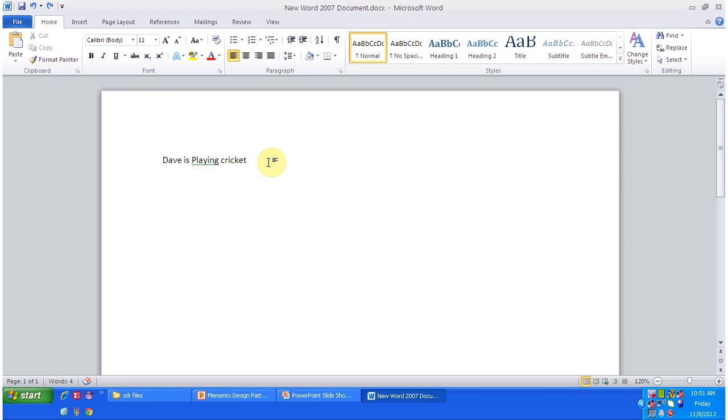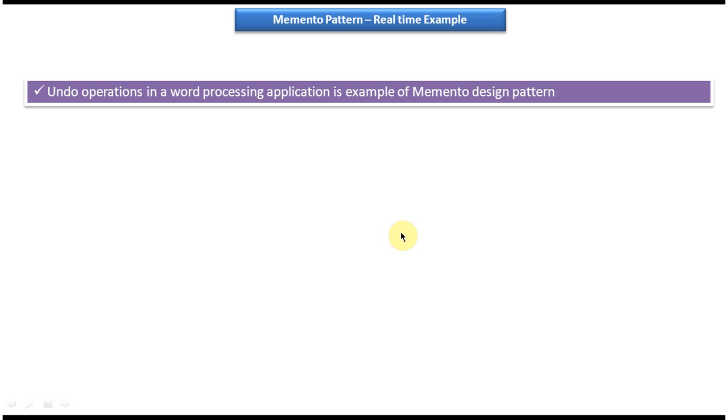So this is the best example of Memento Design Pattern. Okay, so I have written something, I change the state, then again I want to come to the previous state. That kind of scenario we can use Memento Design Pattern, basically doing the rollback or undo operation. Okay, and this is about Memento Design Pattern real time example.